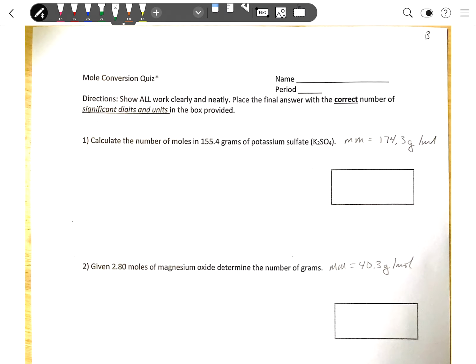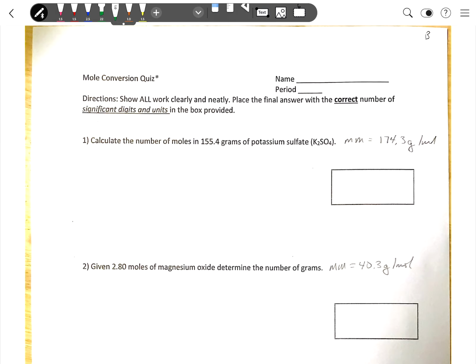Okay, this is the mole conversion quiz, Form B, Part 1. So we're going to learn how to convert using the mole, using your mole conversion flowchart, which is really very important. So let's start with number 1. Calculate the number of moles in 155.4 grams of potassium sulfate, K2SO4.